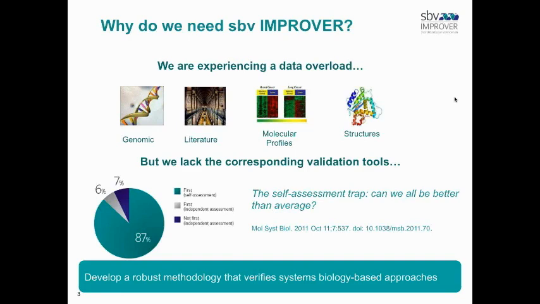We need Improver and we need challenges like Improver because there is a lot of data out there and people analyze data using their own methods. What's interesting is that every lab method seems to be better than average. A couple of years ago in Molecular Systems Biology, there was a publication that analyzed publications of methods for transcriptional profiling data analysis, and they found that 87% of researchers claim that their method is better than average, which doesn't seem to add up.